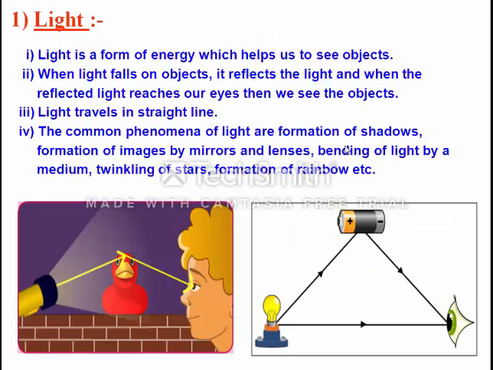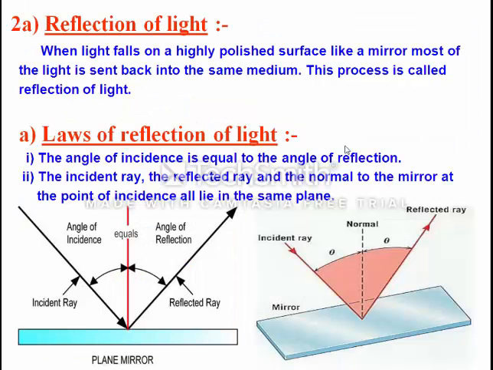First we have studied what we mean by light, the dual nature of light, and that light is a form of energy. After that we have studied reflection of light. We have studied the law of reflection, which we also studied in class 8. The same law applies in class 10: the angle of incidence is equal to the angle of reflection. The incident ray, the reflected ray and the normal at the point of incidence all lie on the same plane.